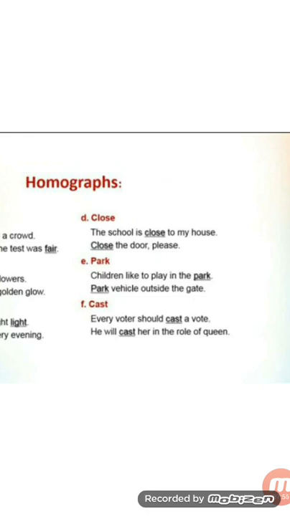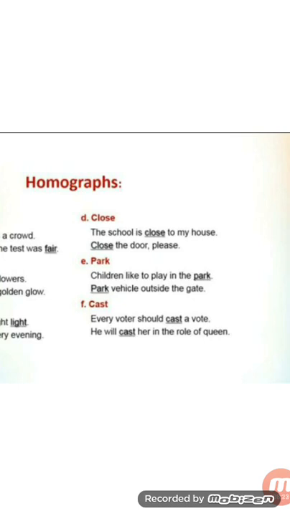D, close. The school is close to my house. As I explained before, close, यहाँ पे close क्या है? स्कूल बंद है? No, it's close means near to my house. And the same, close the door please. Understood the difference children? The school is close to my house and the another one is close the door please. See, the same word but the meanings are totally different. एक बंद करो और दूसरा करीब में है.